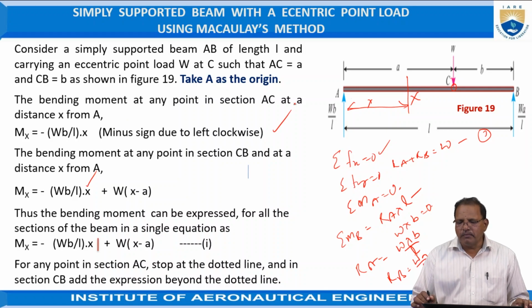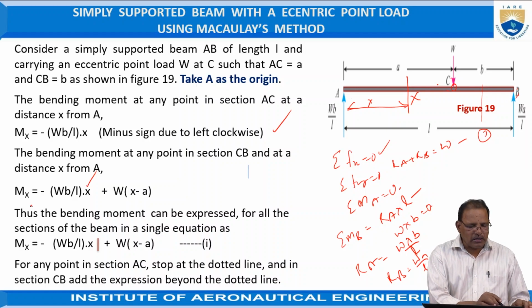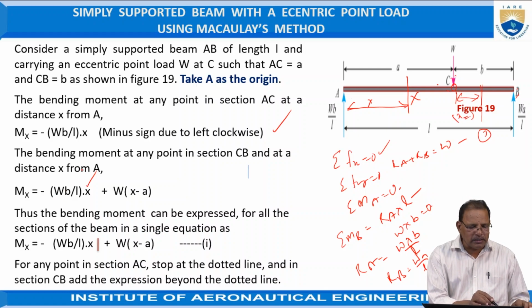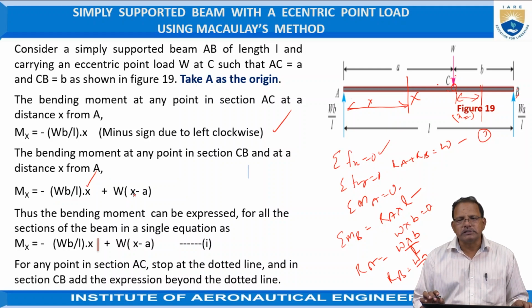Now consider the bending moment at a point X that lies between C and B. It is similar to the previous expression. We get Mx is equal to minus of W b by L into x plus W into, if I take this point somewhere here, this distance is equal to x minus a. That is minus of W b by L into x plus W into x minus a, where this is anti-clockwise and the first term is clockwise. According to the Macaulay method, the clockwise moments are treated as negative and anti-clockwise moments are positive.